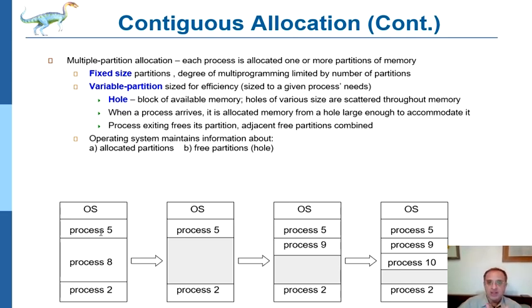That would be a fixed size partition. And then the degree of multi-programming is limited by the number of partitions. The degree of multi-programming means how many processes I can have running at the same time. In the example I just gave, I can't have more than 32, as I have fixed sizes. We're not going to talk about that so much.